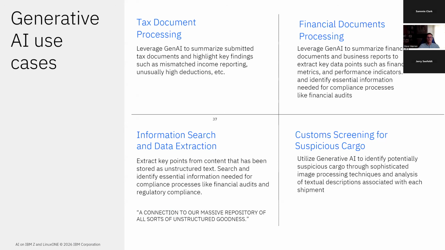If I have financial documents or tax documents or photos, there's this interesting use case on the bottom right, where I have a photo of incoming cargo ships and I match it with the manifest. Looking at the manifest versus what I see through the photos of that cargo ship, I can say, that doesn't match. What's on the manifest doesn't match. Let's flag that for additional screening, right?